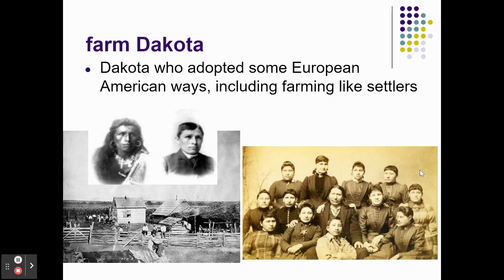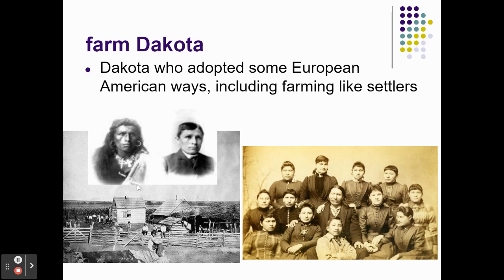And one thing that they did adopt from the European Americans was farming. In other words, we're going to farm like European Americans do. That way we don't have to leave our land in order to find food. We will just grow it on our land or reservation land.